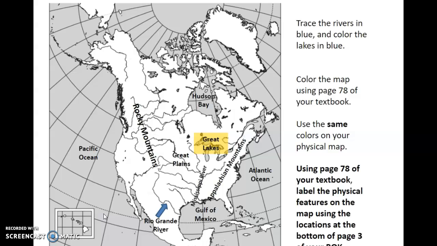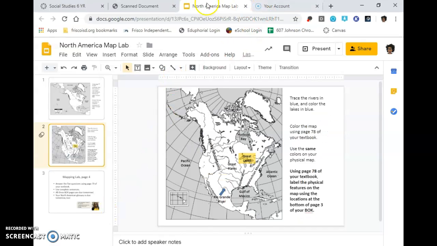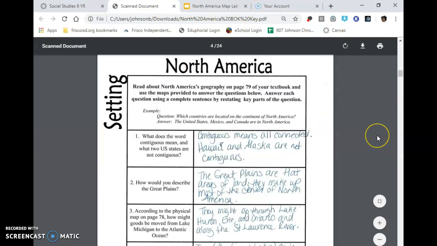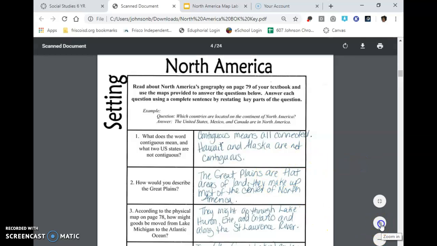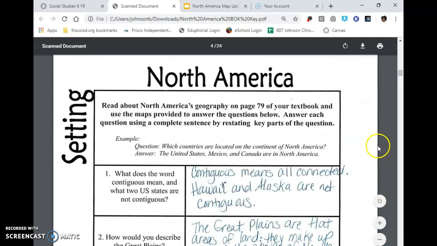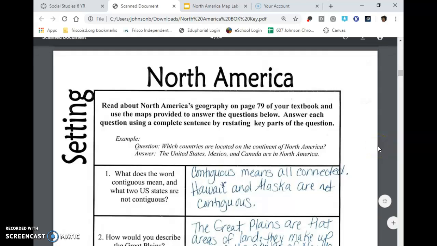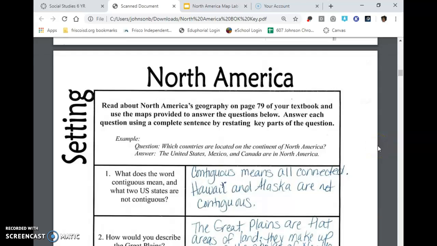So now let's take a look at something else. These are the questions that you had to read about on page 79. The word contiguous, what does that mean? I'm going to make it a little bit bigger. Okay, the word contiguous means all connected. This came straight from the text, and I wanted you to answer the question with a complete sentence by restating a key part of the question. So contiguous means all connected, and then Hawaii and Alaska are not contiguous.